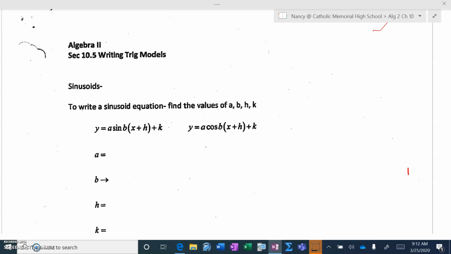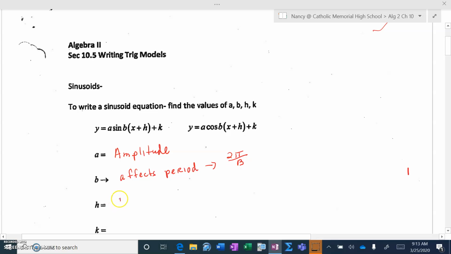So today we're going to talk about how you could write a sinusoidal equation, a sine and cos equation. We have to know what all these letters stand for. If you remember, A is your amplitude. And B, the reason there's not an equal sign, the B affects the period. If you remember, for the sine and the cos, the period is 2 pi divided by B.